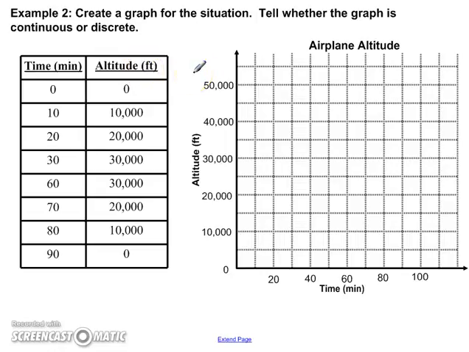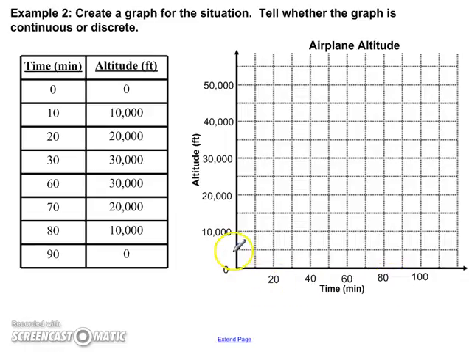Create a graph for the situation. Tell whether the graph is continuous or discrete. So it looks like we have airplane altitude. In this particular case, let's go ahead and graph these. You'll notice I've already attached scales, and my scale is actually going by tens. I didn't put the tens in here because this would be 10, that would be 30, that would be 50, and so on. But because I have a grid line at every one of these, I have to take into account the middle too.